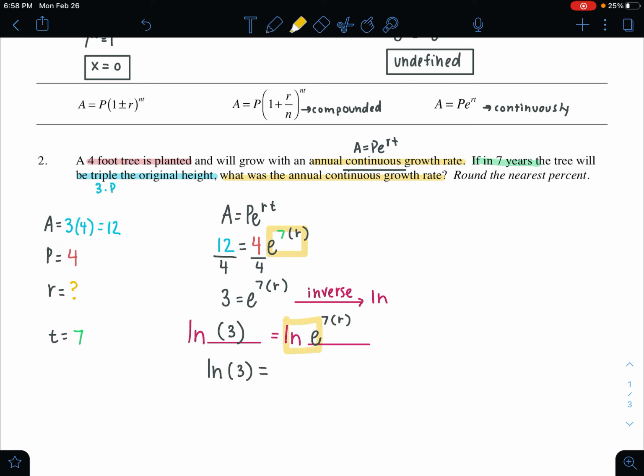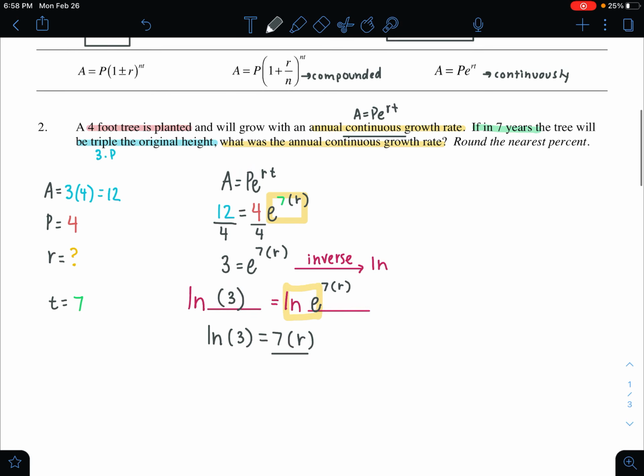However, here, we know that natural log and e are inverses and simplify to be 1, so you're left with 7 times r. R isn't by itself yet, so we've got to divide both sides by 7. And our rate is natural log of 3 divided by 7.